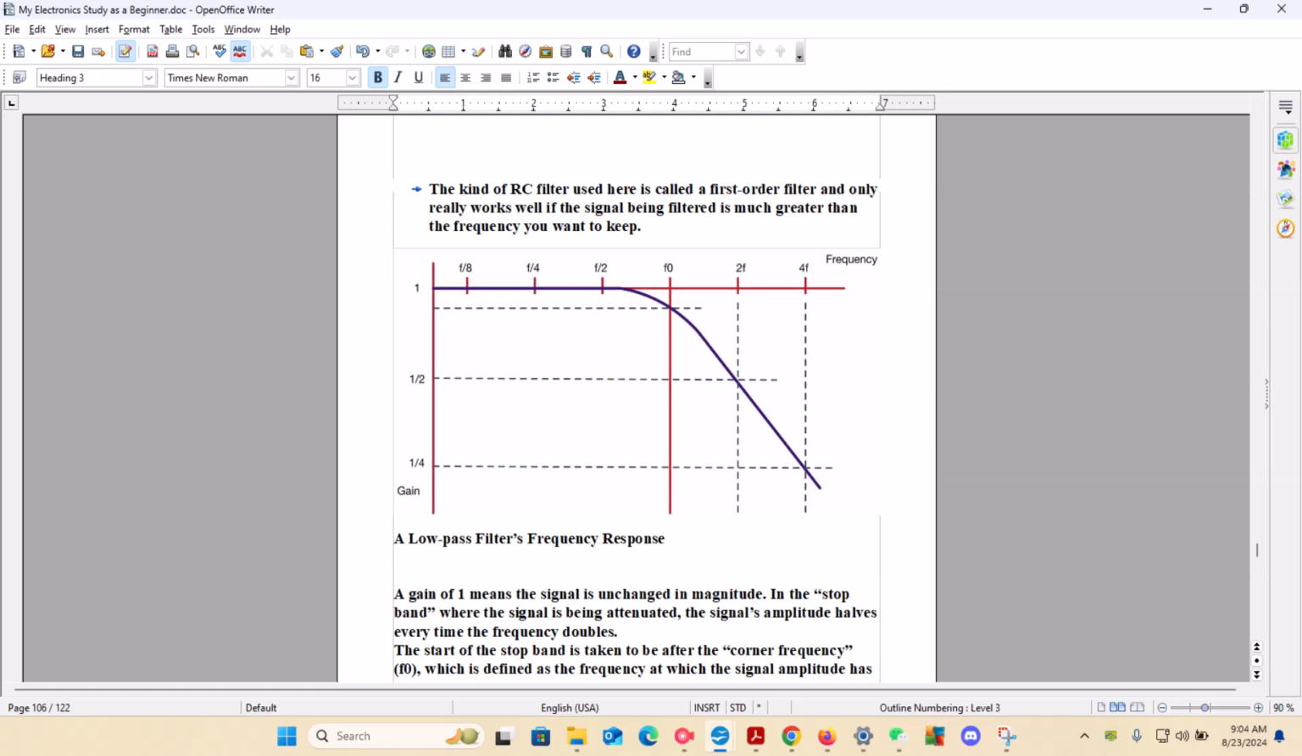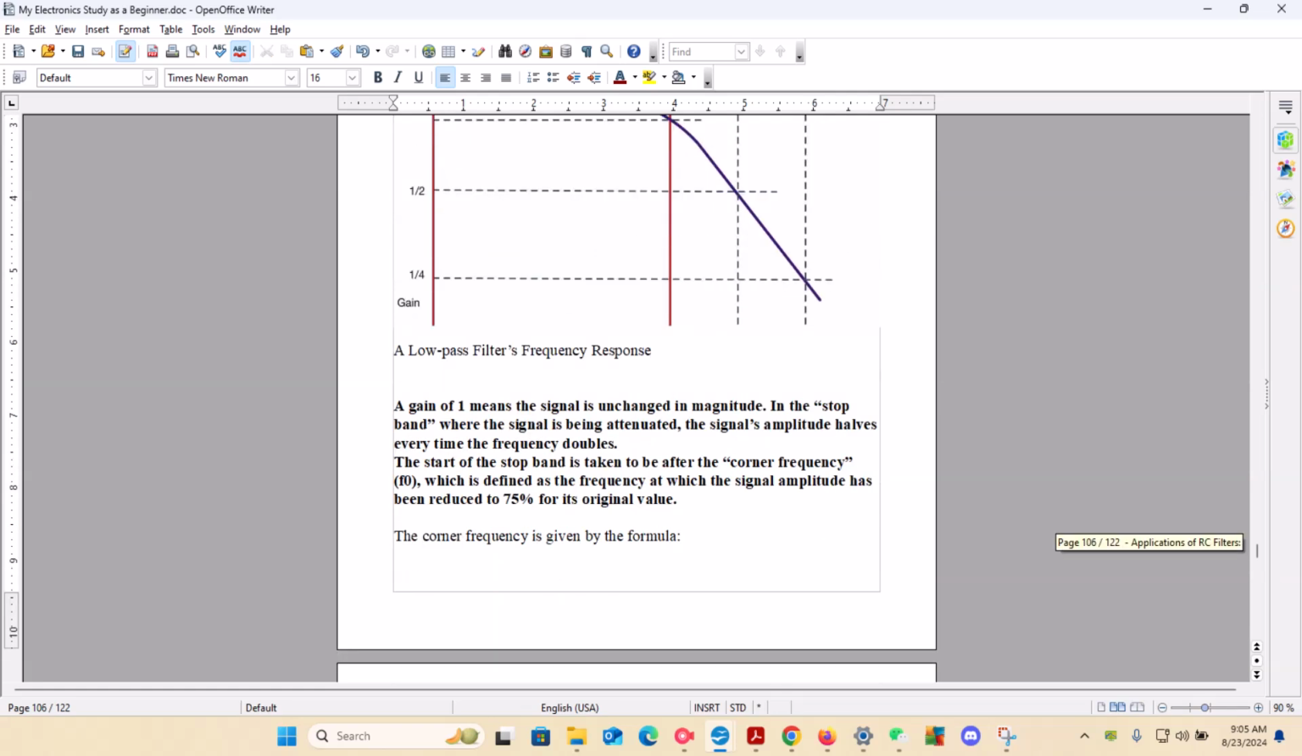We notice that we start off with the greatest gain, and compared to a greater frequency, we notice that the more the frequency, the less of the gain. The curve decreases gain over frequency. That is a low pass filter's frequency response.